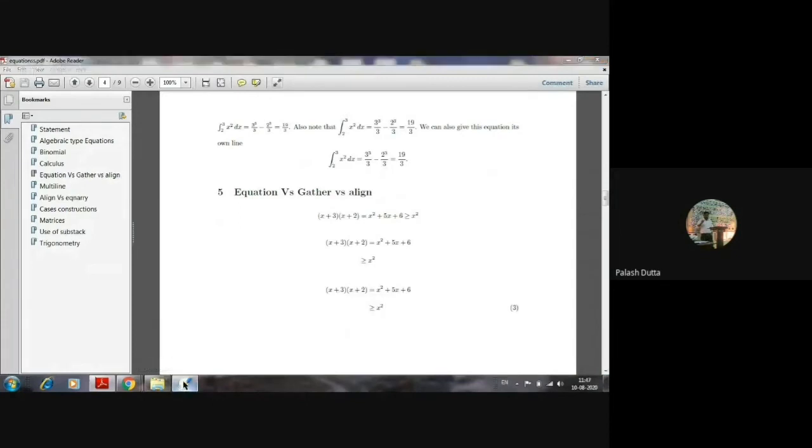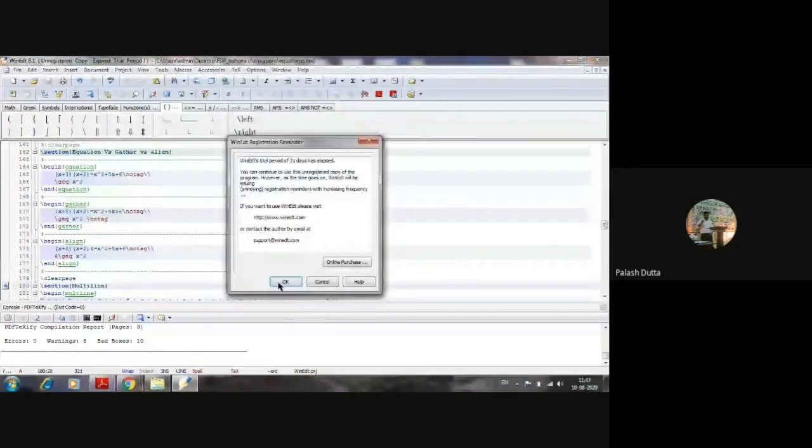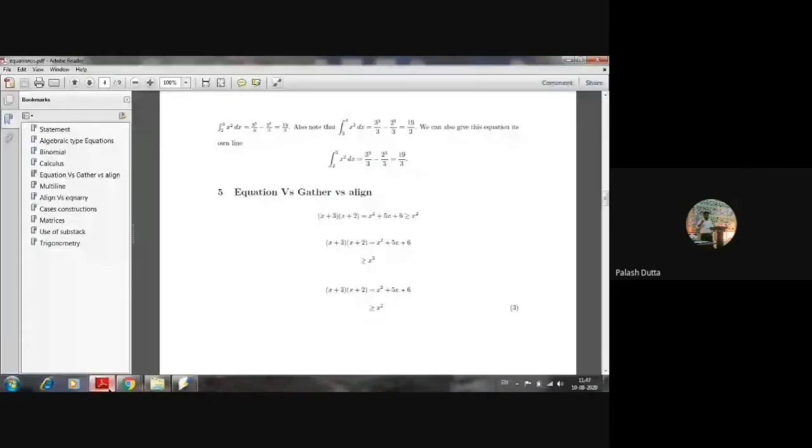If we use begin align and write in between, align is used generally. How is it a little bit different? See, here we use the ampersand symbol. After the first expression we use the ampersand, right? Here it is at the beginning. So it gives us this alignment, right?